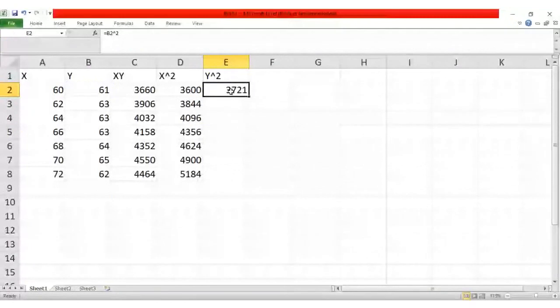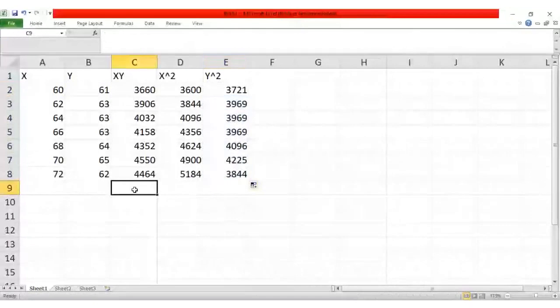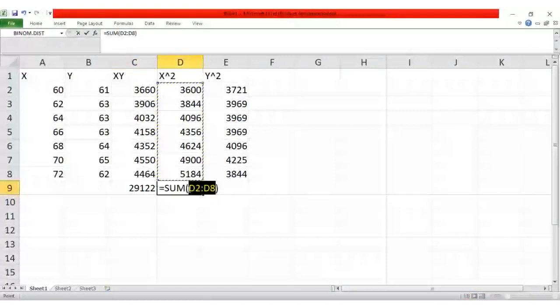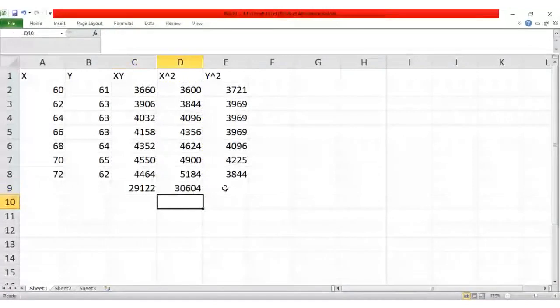Okay. And after this, what do we need? We need the sum of x y values. So I'm doing the sum. You can see how large these numbers are becoming, right? Okay, so this is the sum I have done.